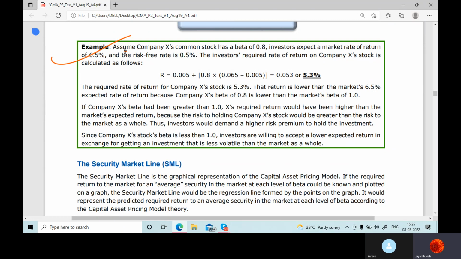So what does it say? Your risk-free rate is this. This is your, just a second.